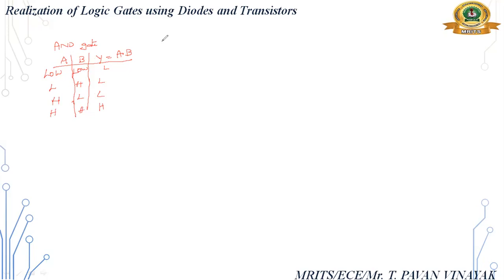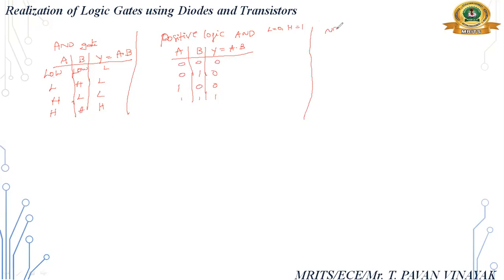Now I am representing the same AND gate in positive logic. Positive logic AND: A, B, Y is equal to A into B. For positive logic, L is equal to 0 and H is equal to 1. So 0, 0 gives 0; 0, 1 gives 0; 1, 0 gives 0; 1, 1 gives 1.